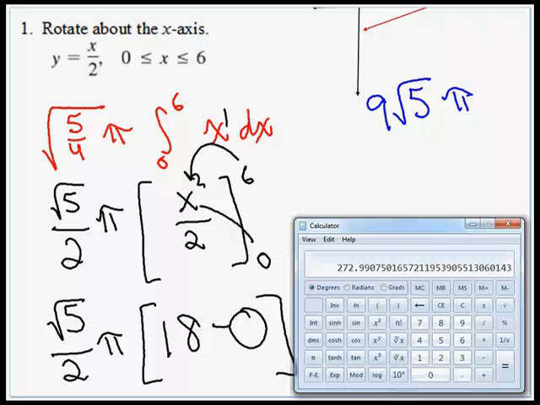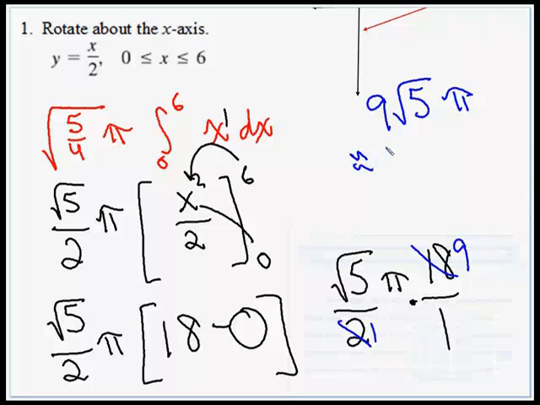And let's even take a peek at what it's going to look like as just a decimal. So root of 5 times 9 times pi equals, as a decimal, approximately 63.22. And that would be in some kind of squared units, because we're looking at surface area.